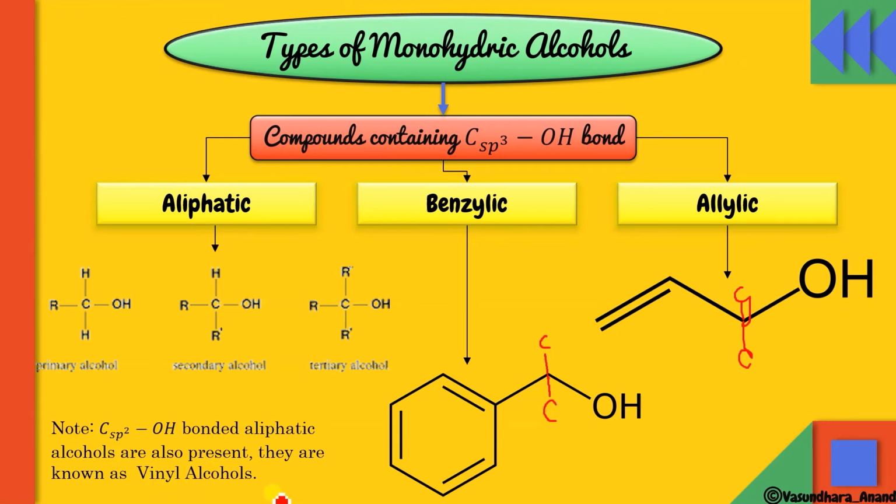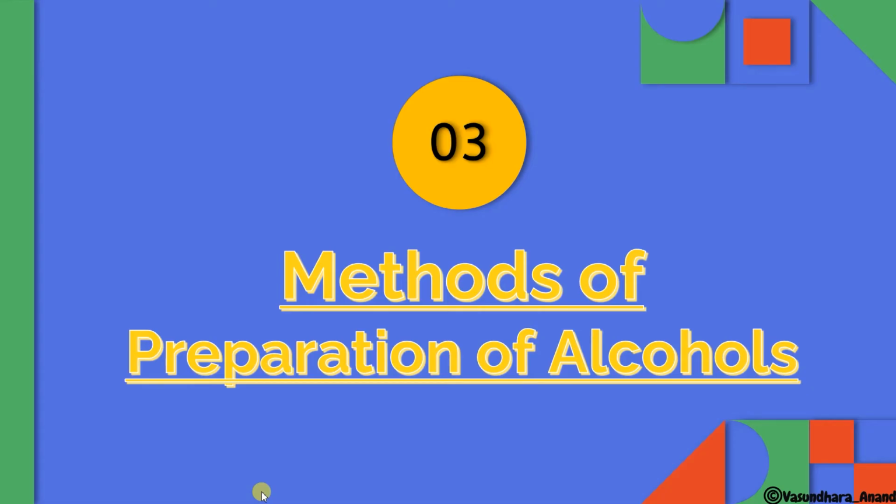Let me draw the structure like this. We can draw this OH attached to this carbon, so this carbon should be sp2 hybridized. So let me draw a double bond with this. So this will be called a vinylic alcohol.